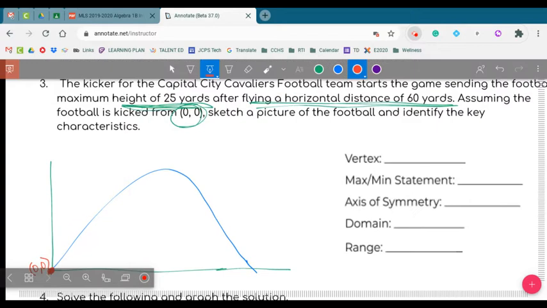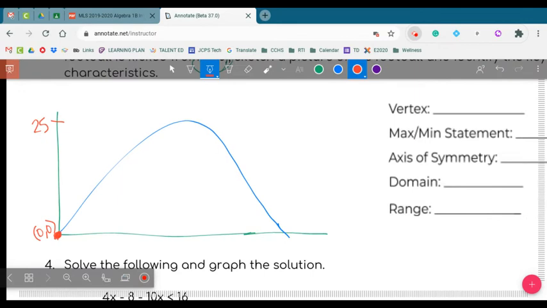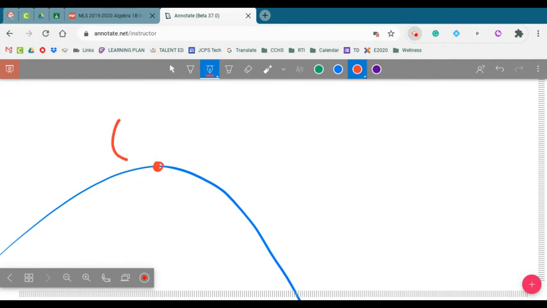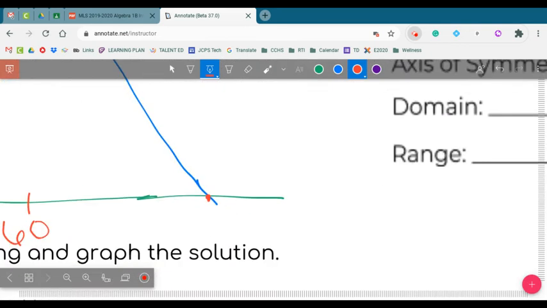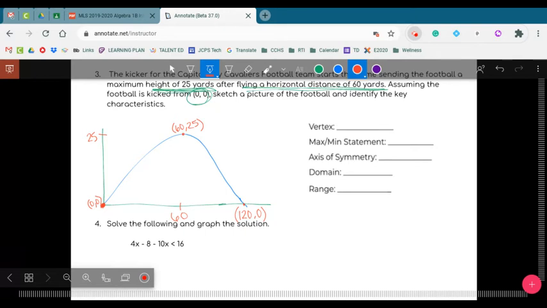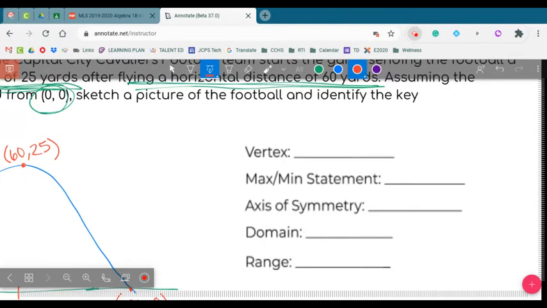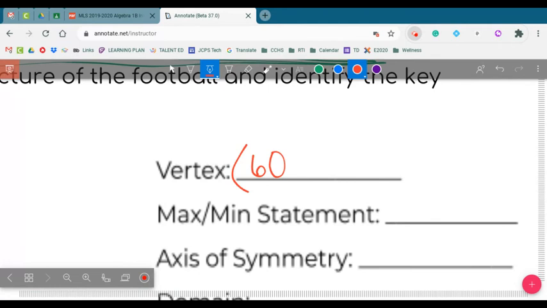Now, it reached a maximum height of 25 after going a distance of 60. So our vertex is going to be 60, 25. Now, we have to think, so how far did it go total? So we have to double that, and it would be 120. So this would be 120, 0 at this point over here. So now you have to identify our vertex, our max or min, axis of symmetry, our domain, and range. So the vertex we've already identified as 60, 25.